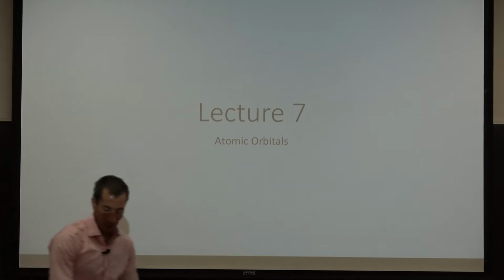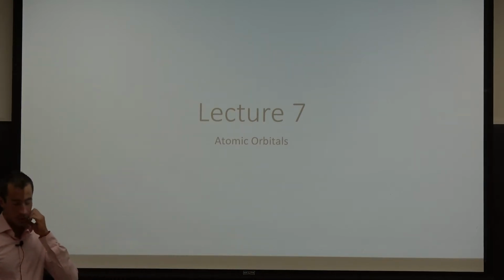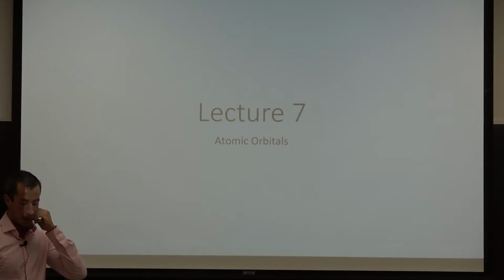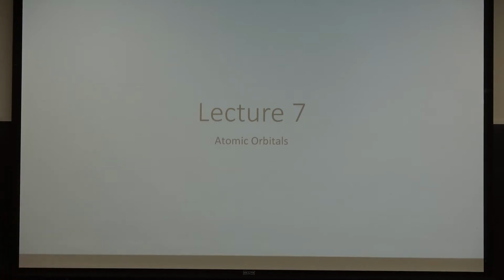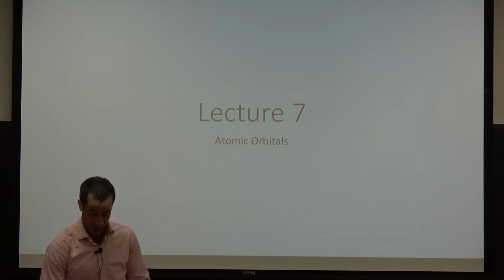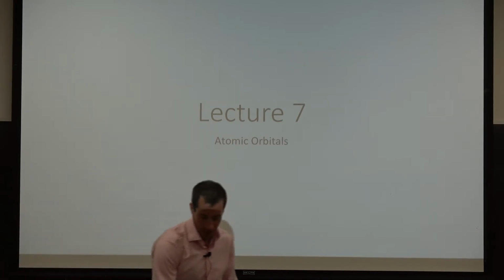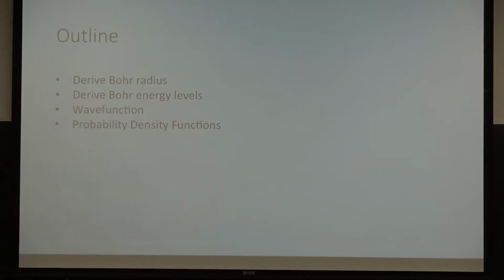So this is going to be a few lectures on physical chemistry, describing in more detail how the atom moves around and how the electrons are arranged around the atom. Today we're going to derive the Bohr radius, derive the Bohr energy levels, talk about wave functions, and talk about probability distribution functions. Have you guys seen this kind of stuff before? What have you seen before? When did you see wave functions?